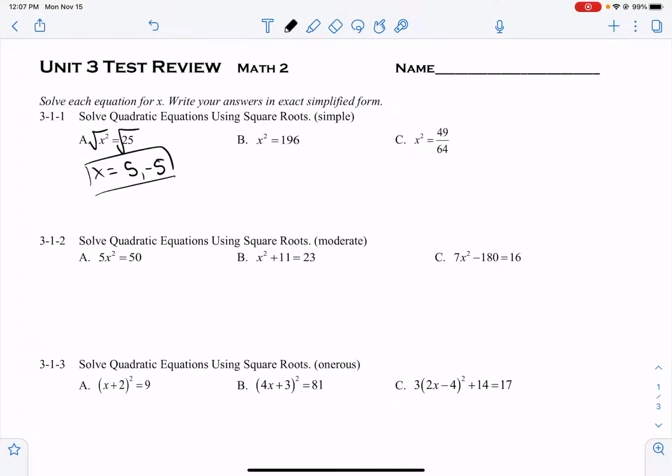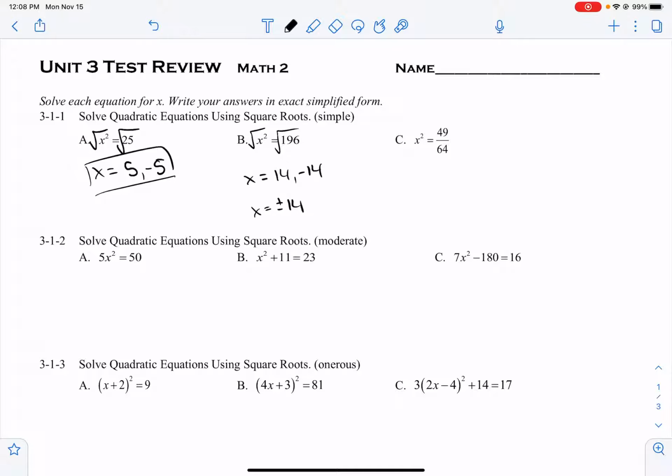Part B, x squared equals 196, square root the left, square root the right. So x equals what? Positive 14 and a -14. You could also write it like this, and there's nothing wrong with writing it that way. We just want to make sure that in the future we don't use that and make some mistakes.